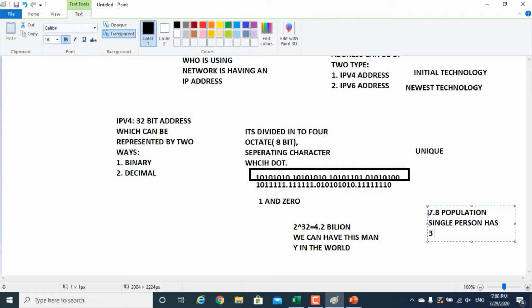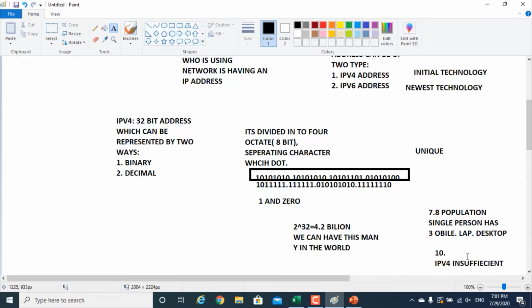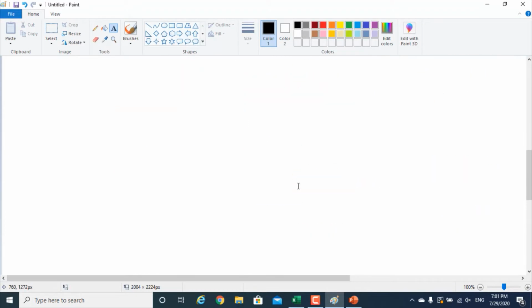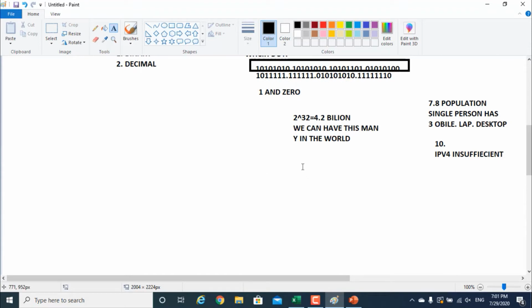For example, 3 to 4 mobile phones. Now laptops are available. Now desktops are available. So if we count for a single person, we need almost near about 10 IP addresses. So IP version 4 is going to be insufficient, because it will provide only 4.2 billion addresses. So the insufficiency, or the lower number of IP version 4 addresses, has created a problem.